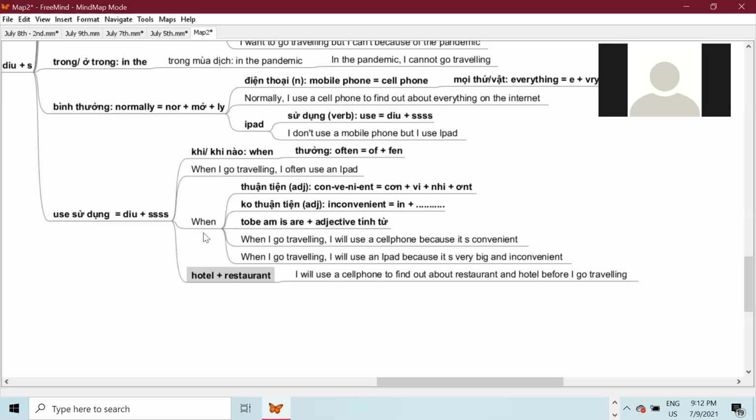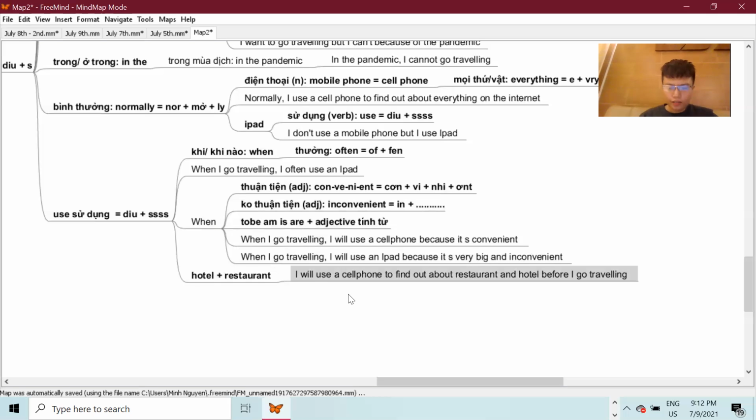Very good. I will use a cell phone to find out about restaurant and hotel before I go traveling. Okay, and this one, one, two, three, restaurant.